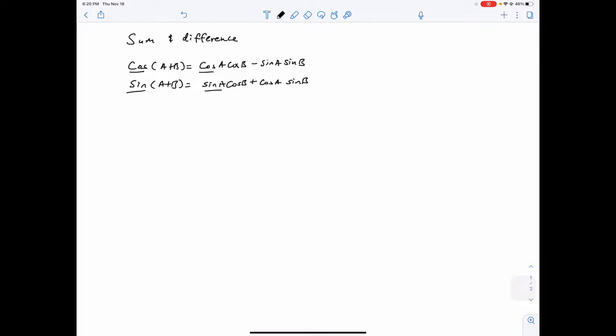Okay. So an example of this would be the cosine of 165 degrees. I don't know what cosine of 165 degrees is just off the top of my head. It's not one of the special triangles. But the trick here is to realize that this is actually made up of two special triangles that we already know. It's cosine of 120 plus 45.